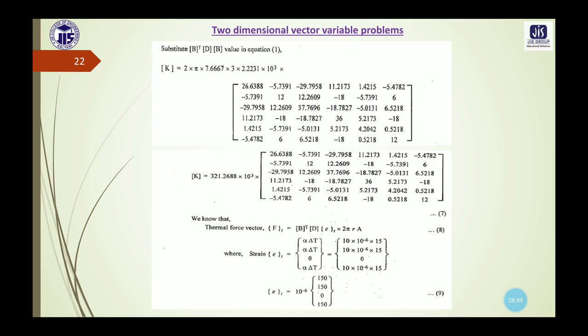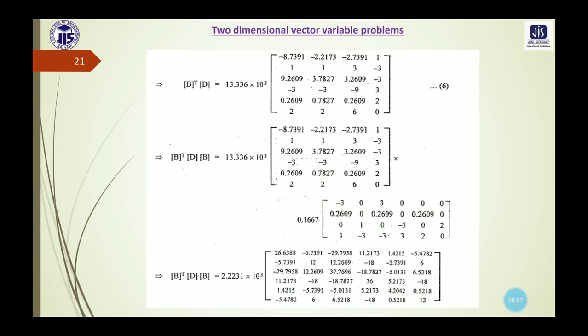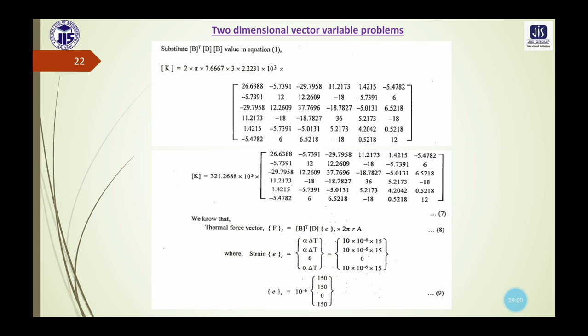Next, to calculate the stiffness matrix, we need to multiply this earlier slide's value with 2 pi RA. So if we put the values of R and the area of the triangle, then we need to multiply this with the multiplication of the three matrices. Then finally we get the value of the stiffness matrix as equation number 7. So this is the final value of the stiffness matrix here.